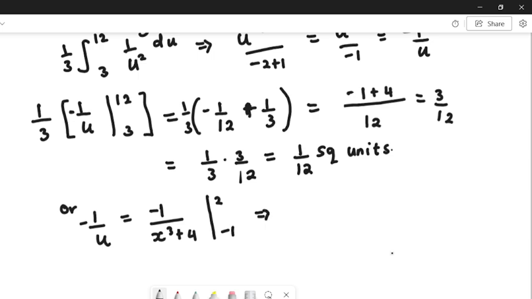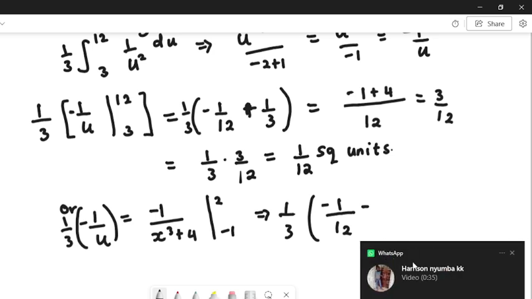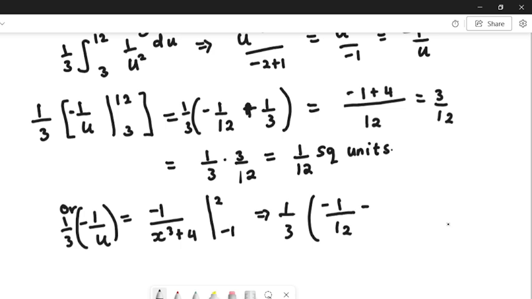When you substitute back, you use your normal limits of 2 and -1. But remember now you have a third, so it's going to be 1/3 times -1 over, if you substitute 2, you get -1/12, minus, if you substitute -1, you get minus, which gives you a plus, not a quarter really, but a third, because -1 plus 4 is 3.